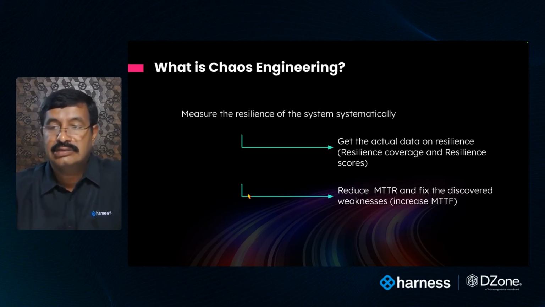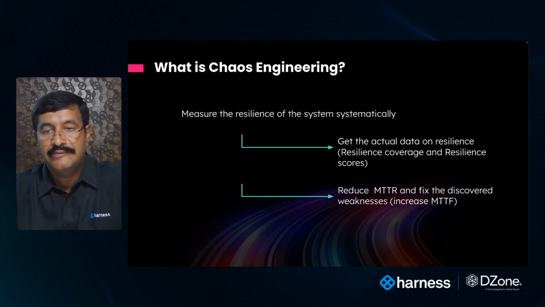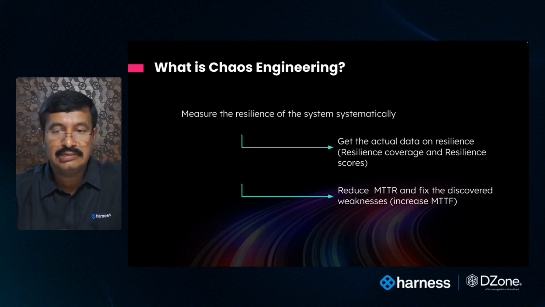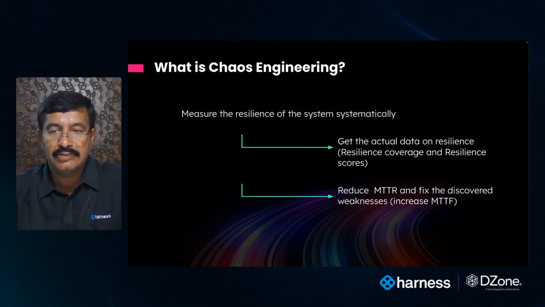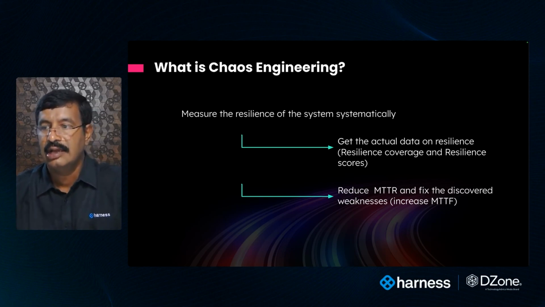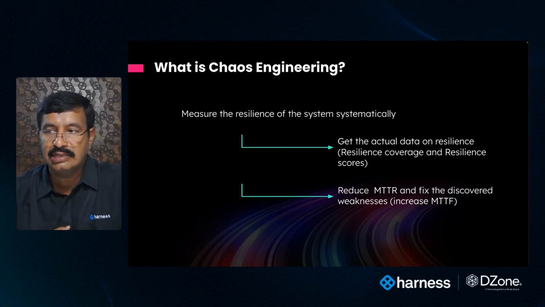So that's what chaos engineering is really about, right? Try to increase the resilience of the system by actually measuring and finding the weaknesses, and then coordinate with your teams to see which risks can be mitigated, or which weaknesses can be fixed. So chaos engineering is really about measuring the resilience, right? And how do you measure the resilience? You get the actual resilience scores, put a number to resilience, and also try to cover the maximum amount of scenarios, right?